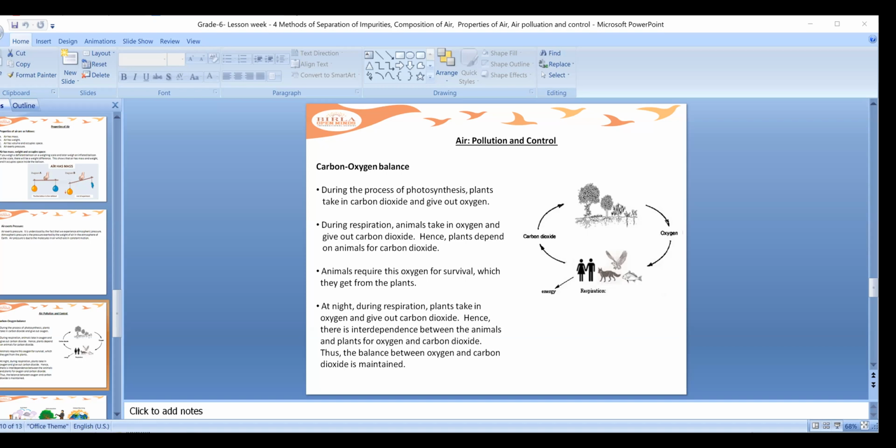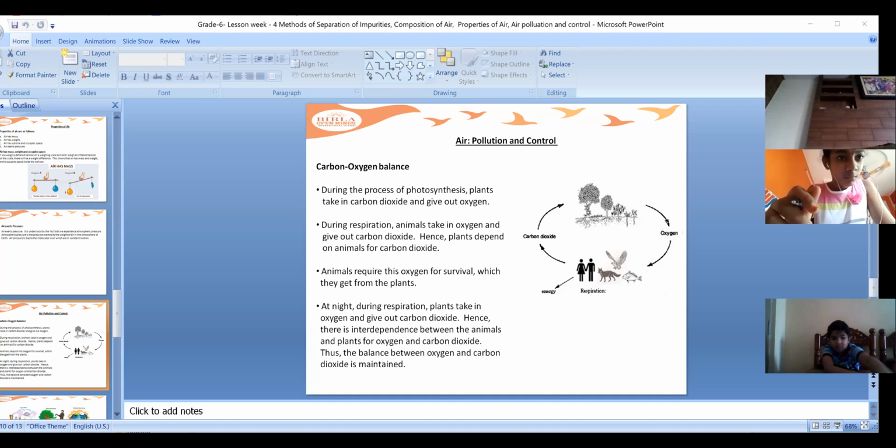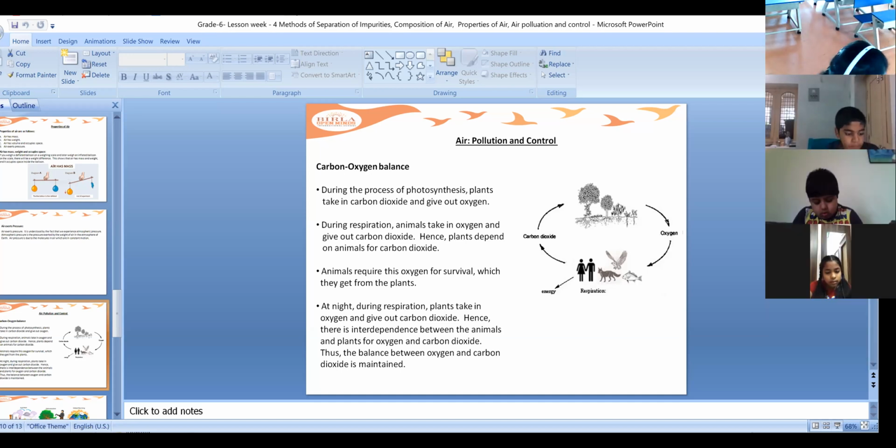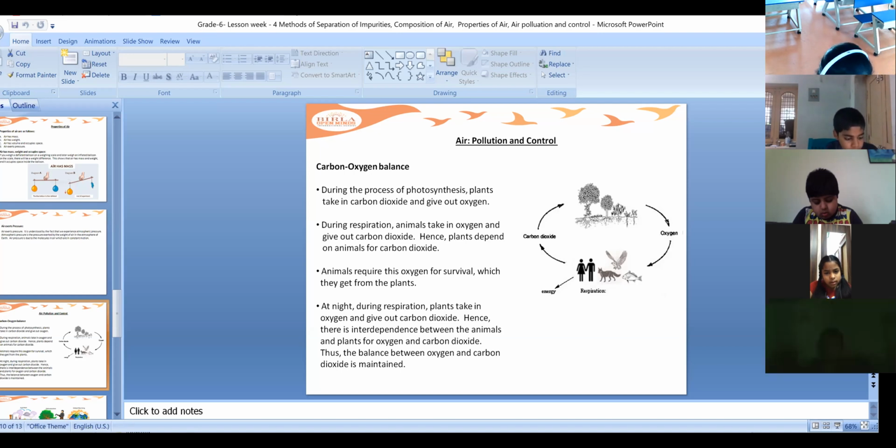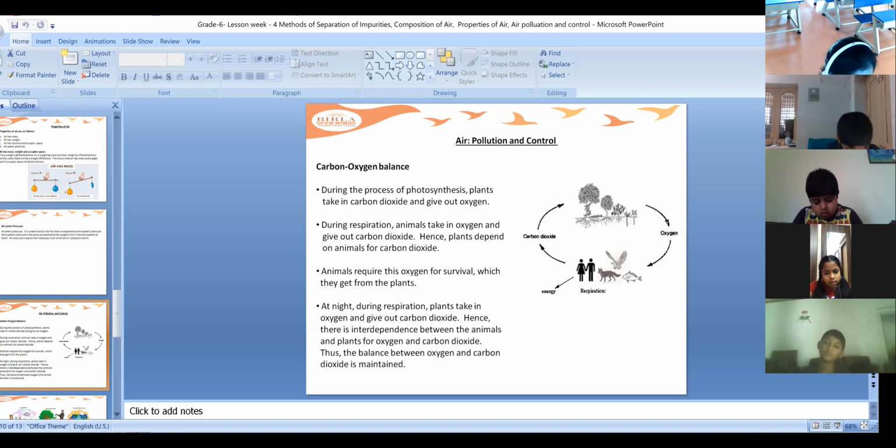Can I ask anyone, do you have the answer for this question, children? You can switch on your camera so that I can see you all. You can raise your hands if you know the answer. In your opinion, are all sources of air pollution man-made, or are there any other sources also? Are there any other causes of air pollution, or is man the only main cause? Yes, Tanishri?